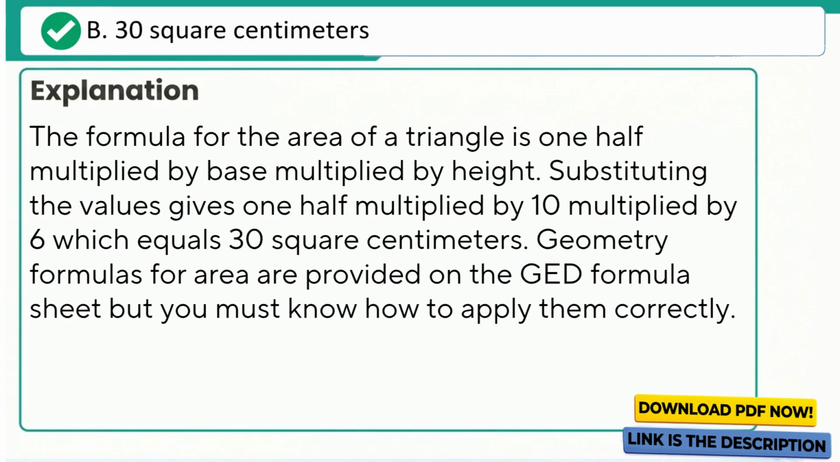Explanation. The formula for the area of a triangle is 1/2 multiplied by base multiplied by height. Substituting the values gives 1/2 multiplied by 10 multiplied by 6, which equals 30 square centimeters. Geometry formulas for area are provided on the GED formula sheet, but you must know how to apply them correctly.